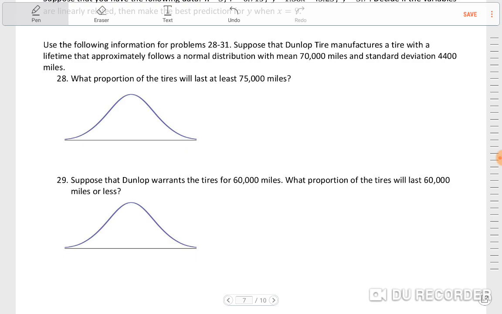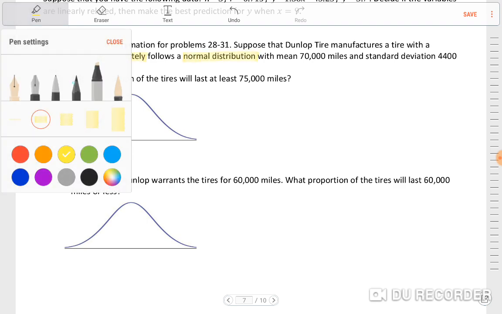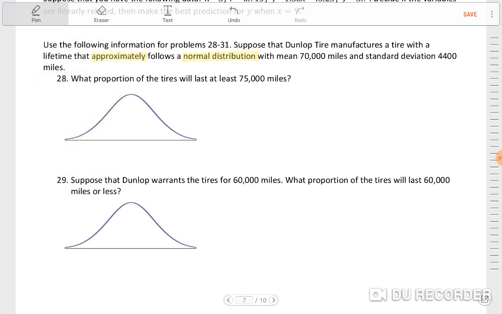Okay, use the following information for problems 28 through 31. Suppose that Dunlop Tire manufactures a tire with a lifetime that approximately follows a normal distribution. So that means we're going to use our bell curve. Mean of 70,000 miles. Standard deviation 4,400 miles. So let me write that over here. Mean is 70,000. Standard deviation 4,400.